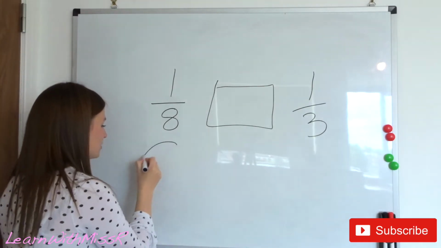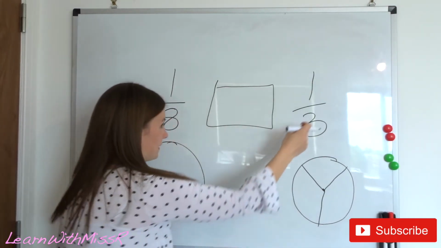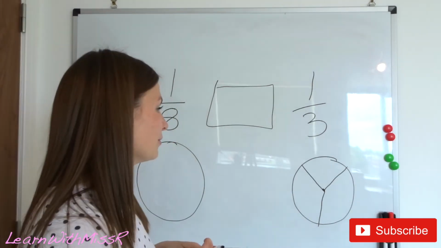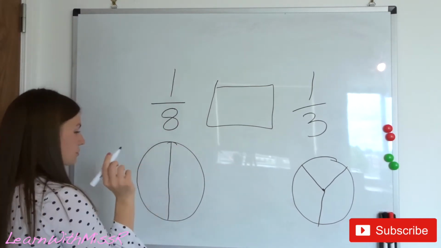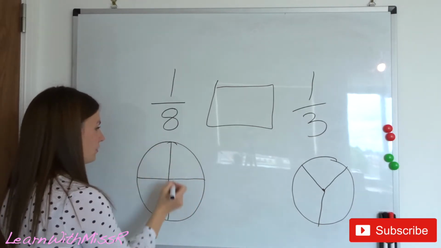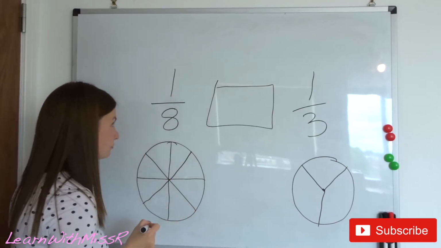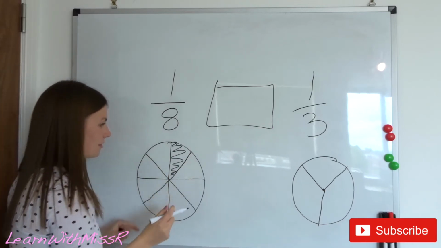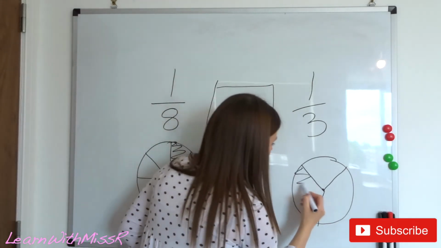Okay. Let's draw the circles to help us. So I've split that one into thirds, 1, 2, 3. I know they're not equal, but it's really hard to draw equal parts in thirds. And then we've got 8. A trick for drawing eighths: split it into quarters, and then you're going to draw an X through it. There we go. So over here we've got 1 part of 8 pieces. There we go, so that's how big that fraction is. And over here we've got 1 part of 3 pieces.